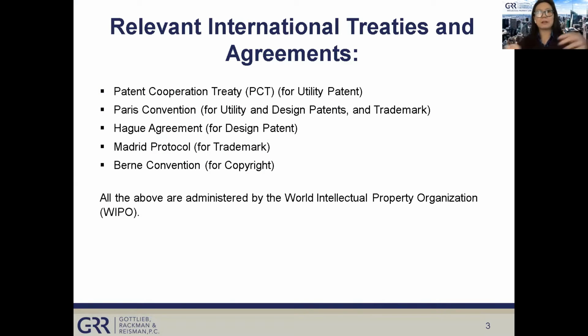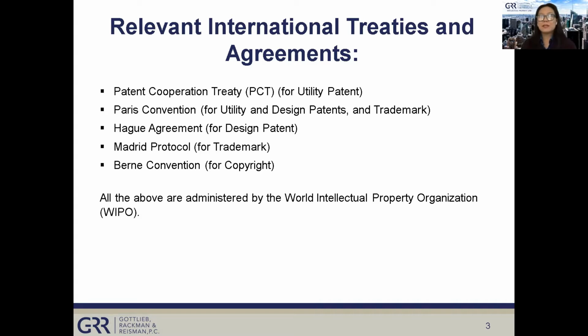I want to give you a little background of the information regarding IP foreign protection. The U.S. is a member of five international treaties and agreements related to IP. There are the Patent Cooperation Treaty, what we call PCT, which is applicable for utility patents; the Paris Convention for utility and design patents and trademarks; the Hague Agreement for design patents; the Madrid Protocol for trademarks; and the Berne Convention for copyright. All of these are administered by the World Intellectual Property Organization, which we call WIPO.